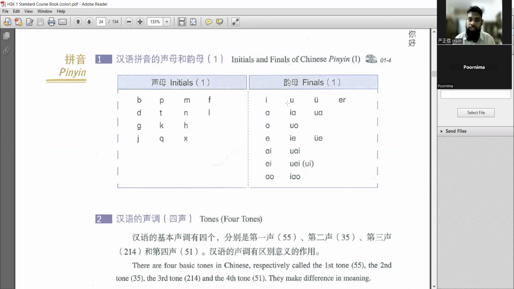Like this is also a Chinese character. Wait for a minute.